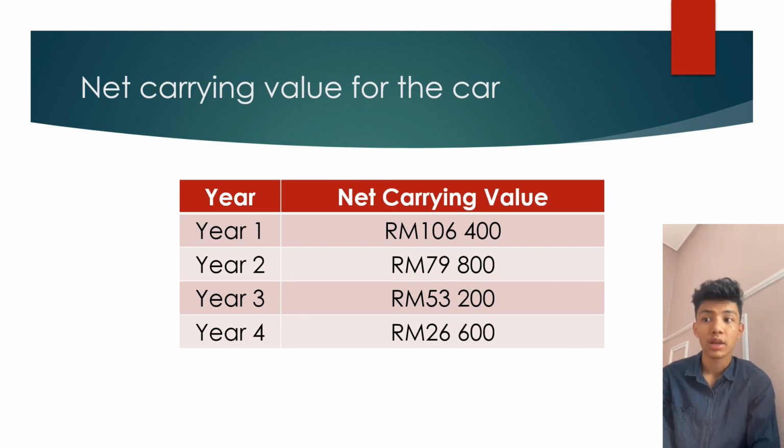The last, the net carrying value we get at year 1 106,400 and year 2 79,800 and year 3 53,200 and last year at year 4 26,600. Okay, thank you.